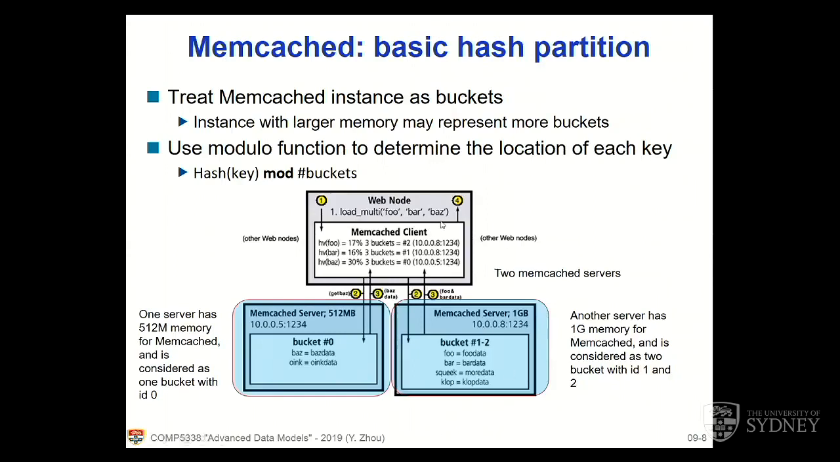And this client actually knows the bucket with 0 is here, and bucket with 1 and 2 is here. Each time, if we need to find something, first we hash the value. There could be other web nodes. They all run this client. So the client needs to be configured initially to know that these are the memcached servers. And if there's any change, the client library needs to be updated.